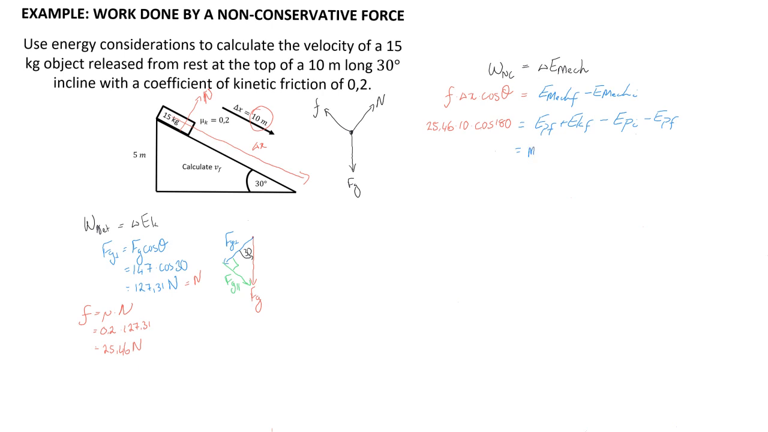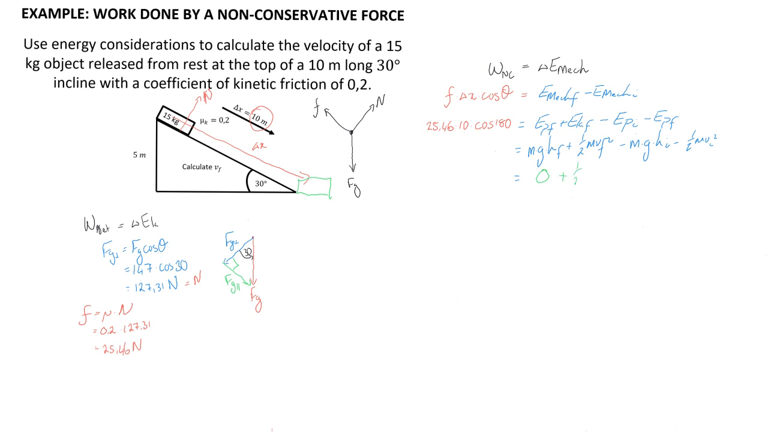The final potential energy is the mass times gravity times the final height. The final kinetic energy, 1/2 m vf squared, minus the initial mass, gravity, and height, minus the initial half mass times initial velocity squared. What this allows us to do then is substitute the values that we have. We know that when the object reaches the end point, the height is 0, and therefore the final potential energy is 0.